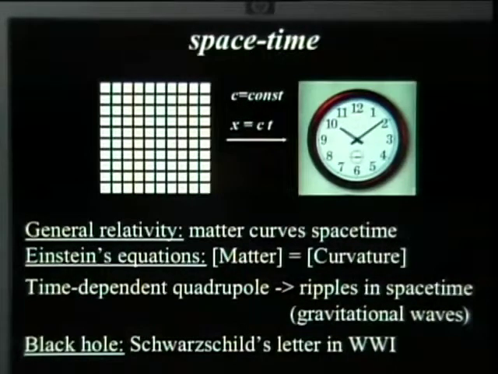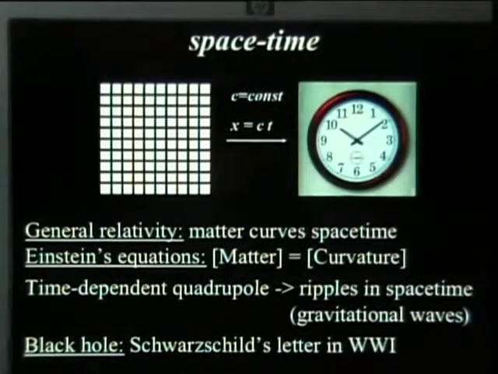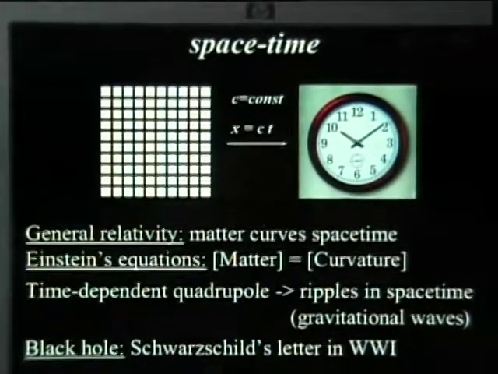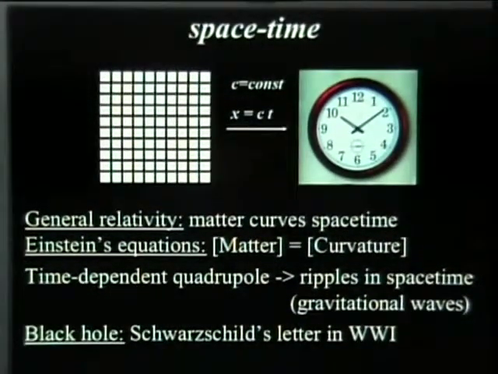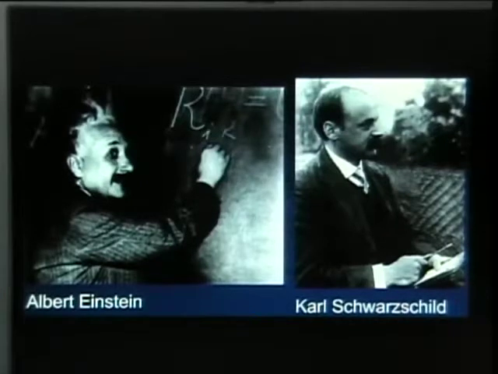And he went to fight both on the East and the West fronts. And then while he was at the front, he had some spare time and he managed to solve Einstein's equations. And he wrote a postcard to Einstein informing him that there is a solution that is rather simple for a point of mass embedded in vacuum. And by now, this solution is called the Schwarzschild solution.